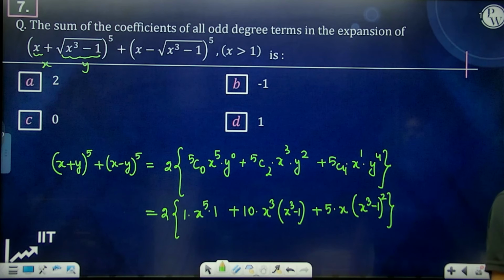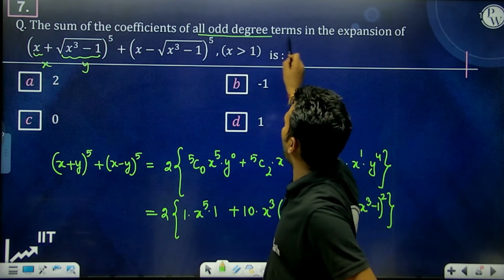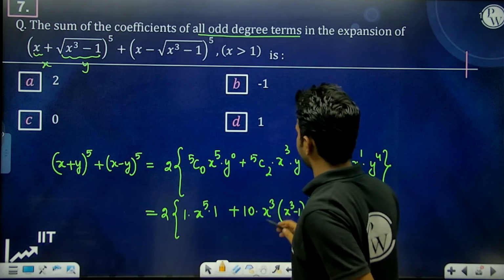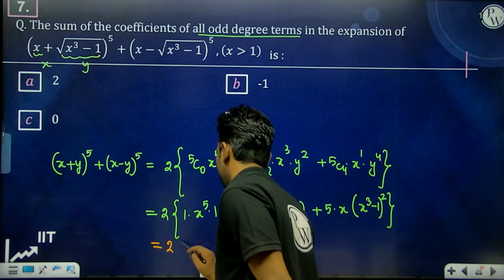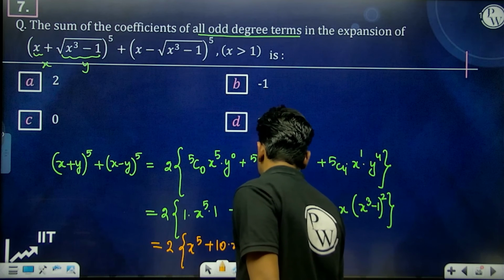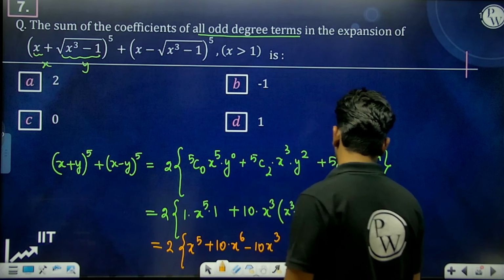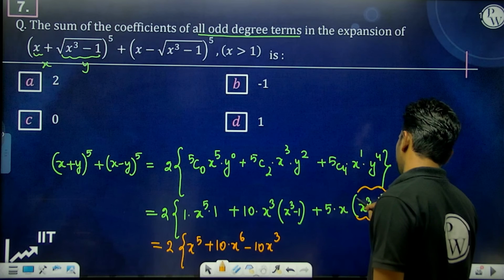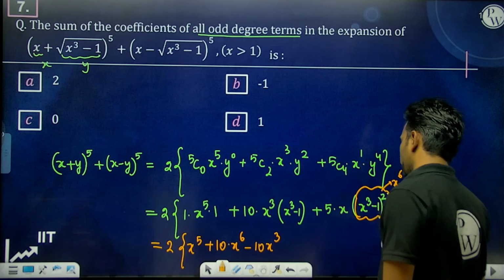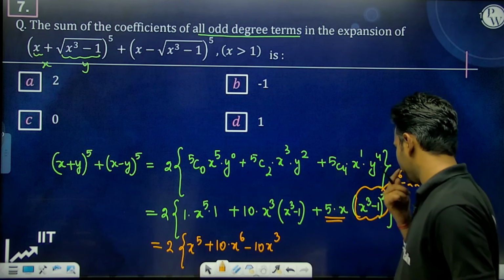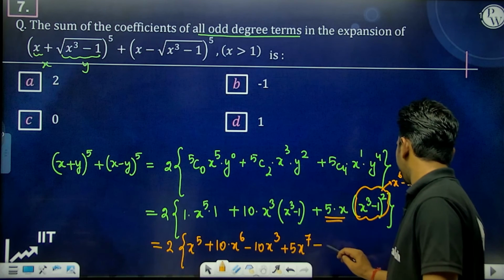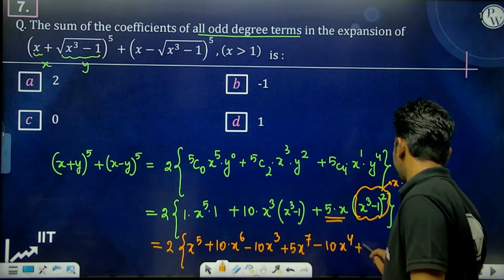The question asks for the sum of the coefficients of all odd degree terms. First we need to separate all odd degree terms. Over here we can see that this expression can be rewritten as 2 times (x^5 + 10x^6 - 10x^3 ...). If you do the expansion, this particular thing will be x^6 - 2x^3 + 1. If you multiply this with 5x, each and every term, it will become 5x^7 - 10x^4 + 5x.